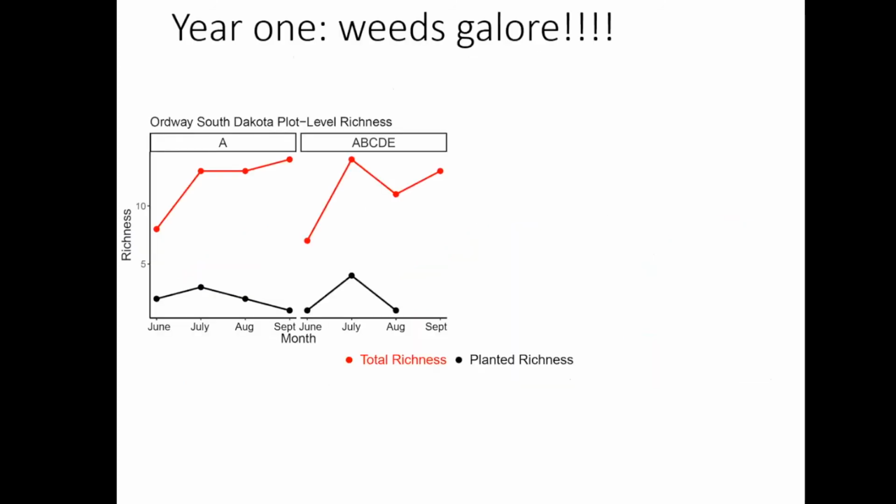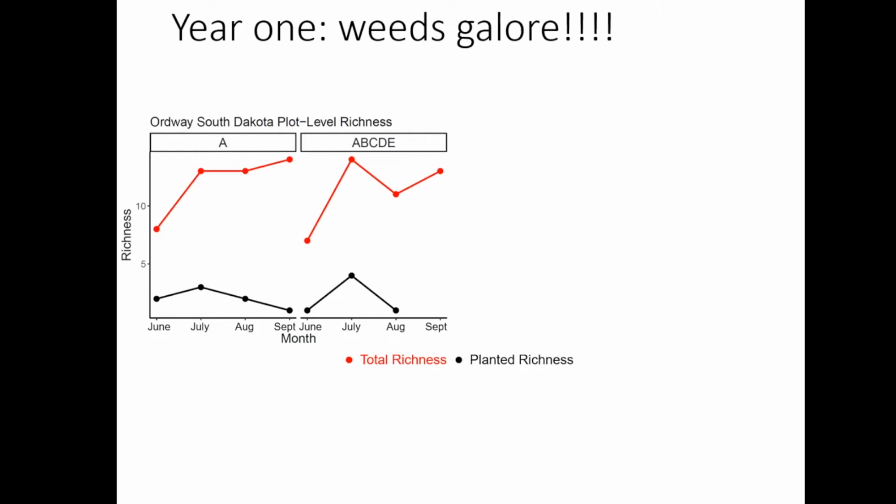In year one of our evaluations, I'm looking at richness, basically how many different species established within the first growing season. I have my South Dakota data here for species richness, separated by a single source mix A compared to a multiple source mix A, B, C, D, E. I'm just using A for the sake of brevity because all single source plots primarily reacted the same way.